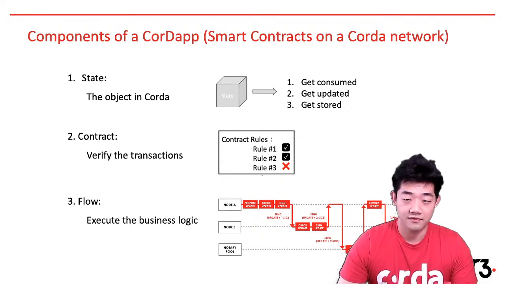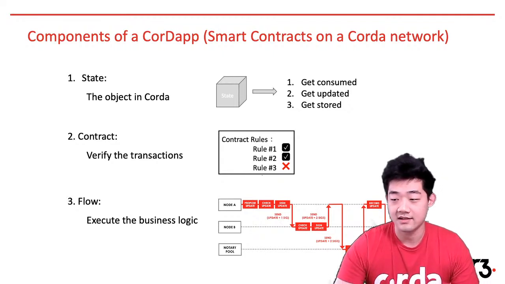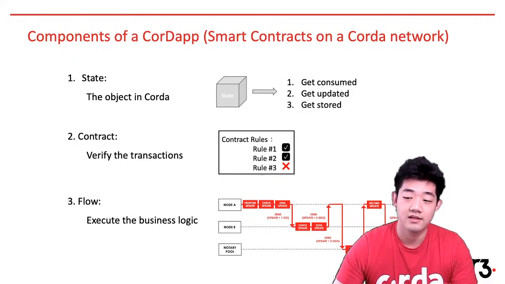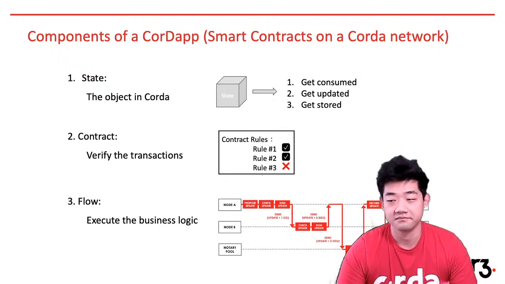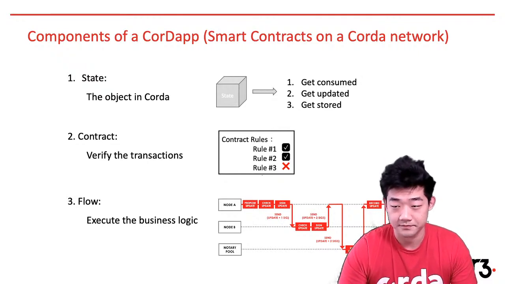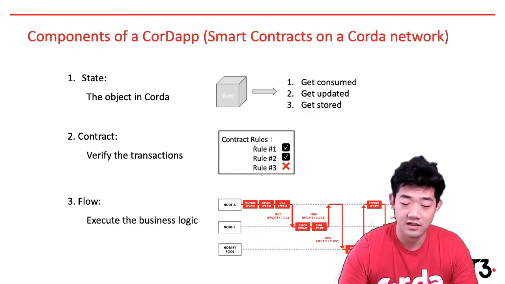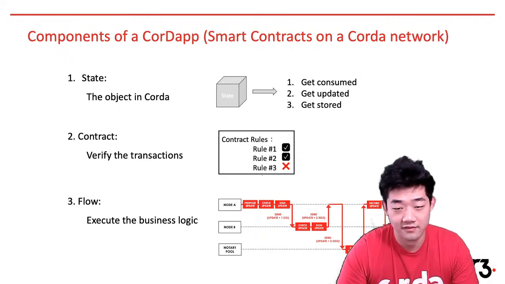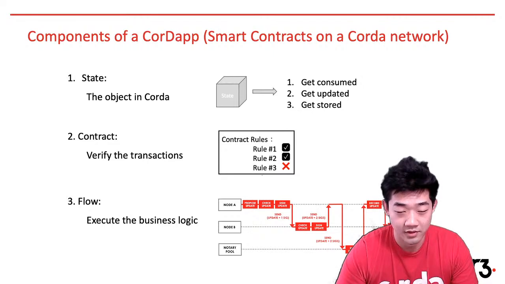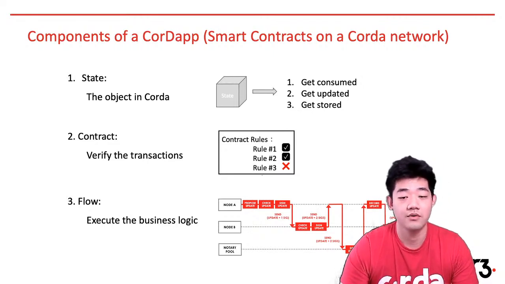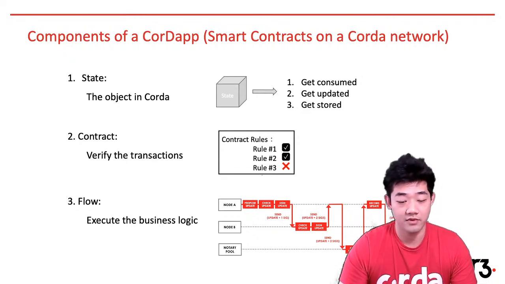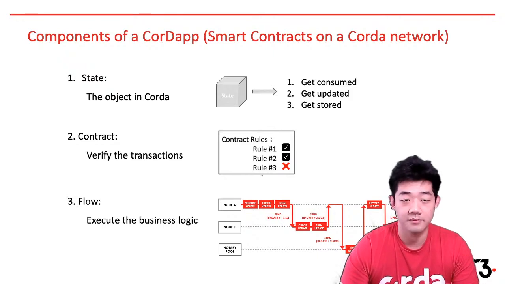The CorDapp we just referred to is the smart contract on the Corda network, and it consists of 3 components: states, contracts, and flows. The states are the objects in Corda. They can get consumed, updated, and stored. And the contracts verify the transaction. You see the screenshot right there, these lines are the actual code in your CorDapp contract file. If you want to do a transaction with your counterparty, it has to go through rule number 1, rule number 2, and rule number 3. And if any of them has failed, then the transaction will get rejected by the contract.